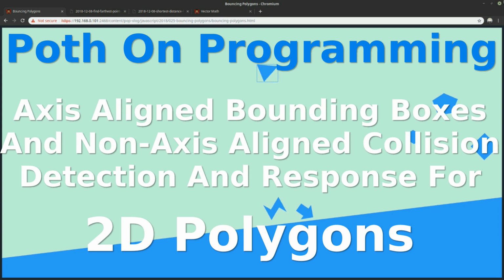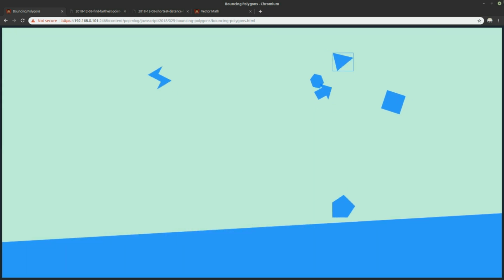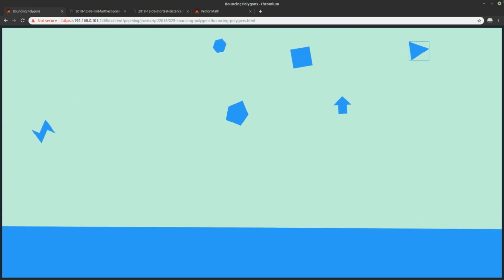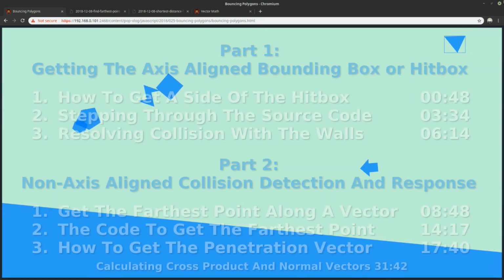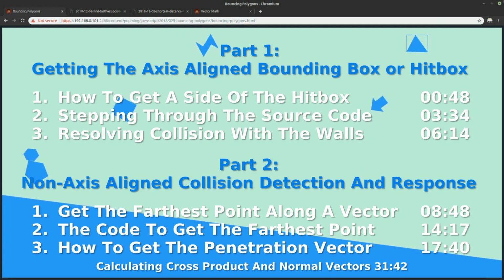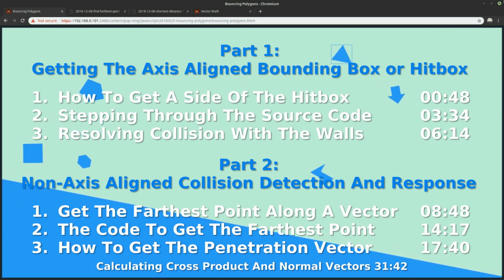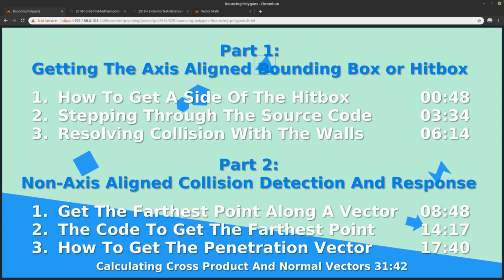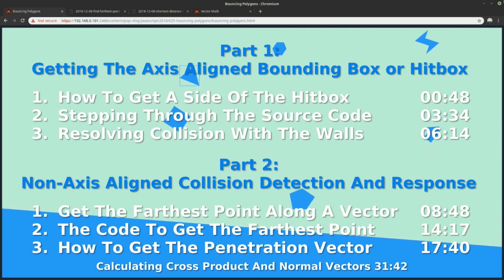Today, I'll show you how to do axis-aligned and non-axis-aligned collision detection and response between arbitrary polygons and flat surfaces. If you want to make a physics-based game, this is a great place to start. In part 1 of this video, I'm going to essentially show you how to get the axis-aligned bounding box, or hitbox, of a polygon and how to use it to do collision detection with the edges of the world. Then in part 2, I'm going to show you how to get the non-axis aligned bounding box of a polygon in order to do collision with the tilting bottom boundary you see on the screen.